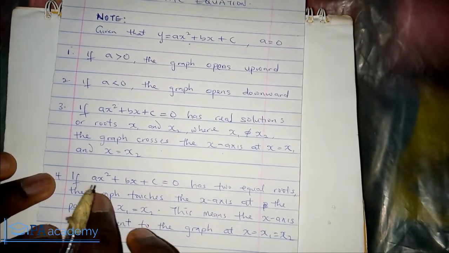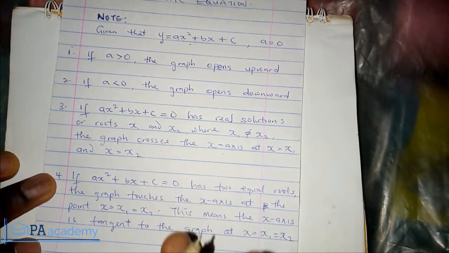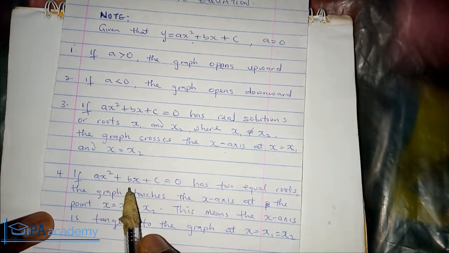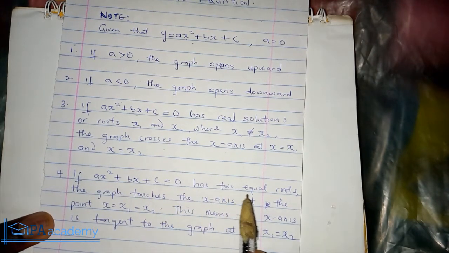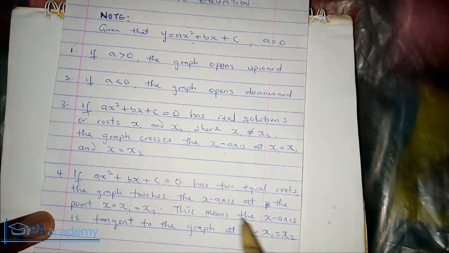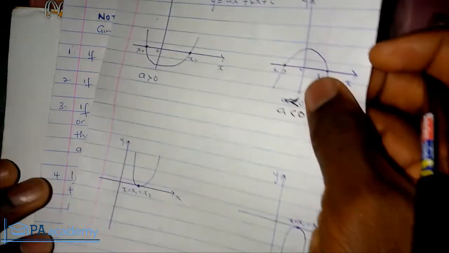He said if ax squared plus bx plus c is equal to 0 has two equal roots, the graph touches the x-axis at the point x is equal to x1 and x is equal to x2. He said this means the x-axis is tangent to the graph at x is equal to x1 and x is equal to x2. So this is what it means.